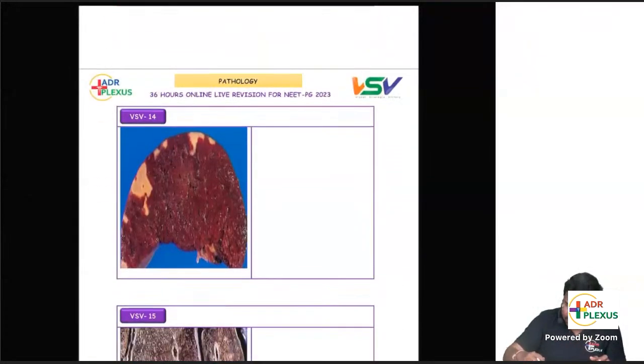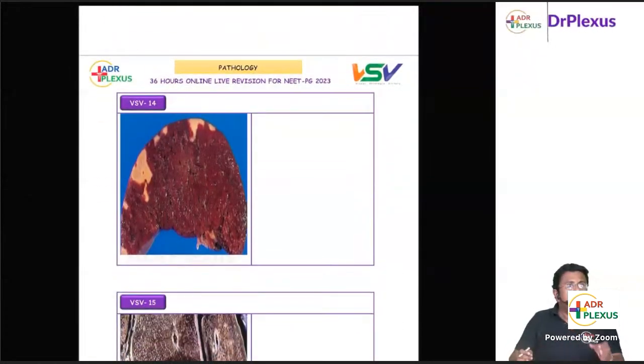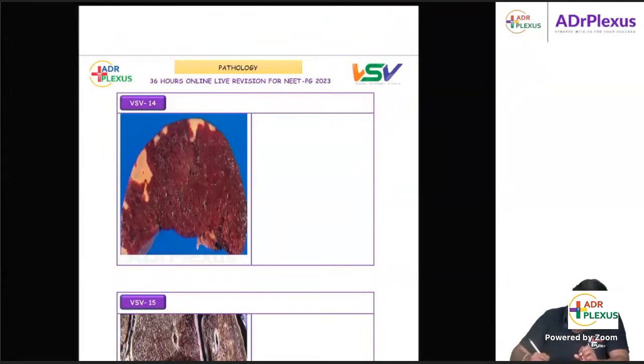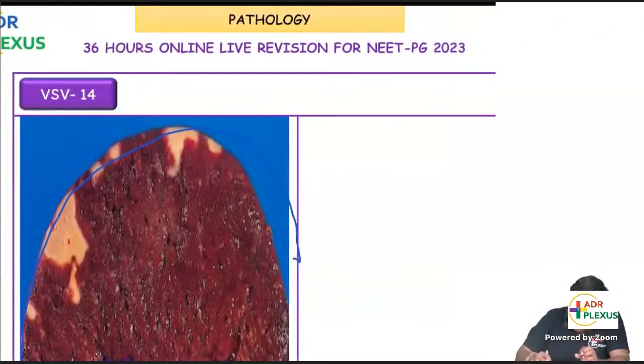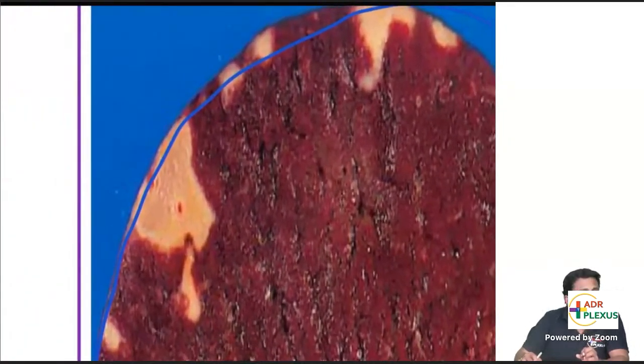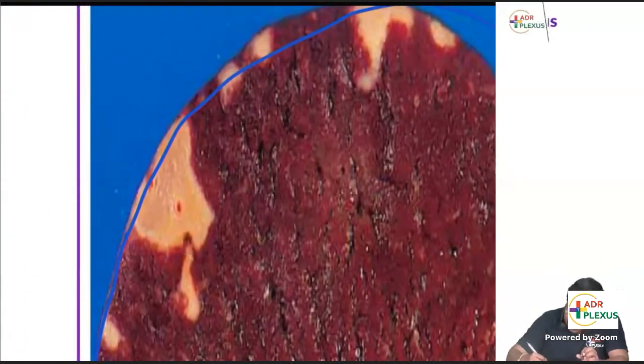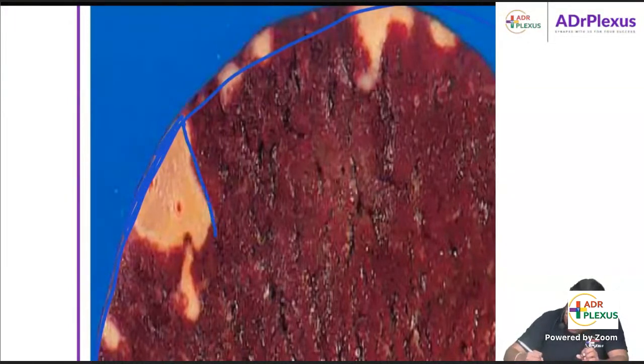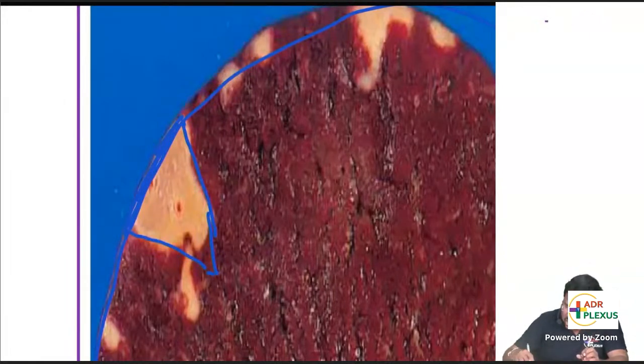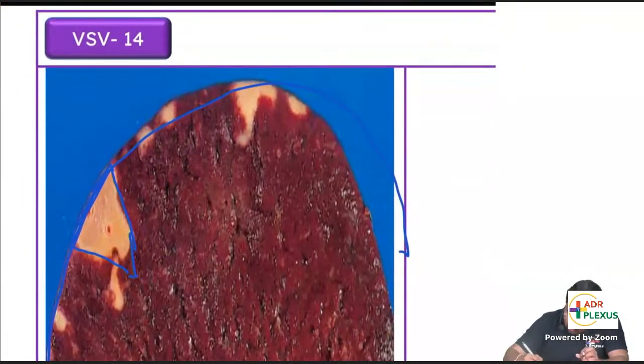Okay. Now, this is the finding which you can get in a spleen. What are you getting here? Whitish areas. In the spleen, you are getting these whitish areas, and especially from the periphery, these are appearing somewhat wedge-shaped. Okay, this is a classical clue. Wedge-shaped.